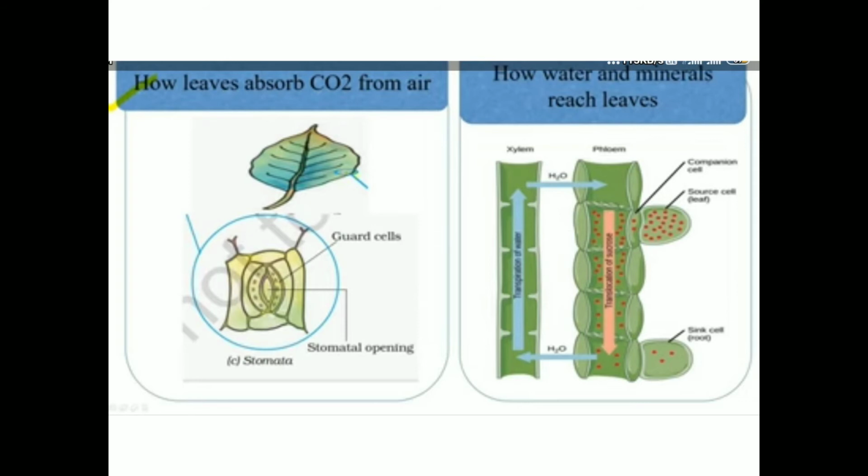Okay. Now we will understand how water and minerals reach leaves. Water and minerals reach leaves through pipe-like structures known as xylem and phloem, which are present in roots, stem, branches and leaves of the plant. So through these pipe-like structures, water and minerals are transported from roots to leaves of the plant. I hope you understand this.